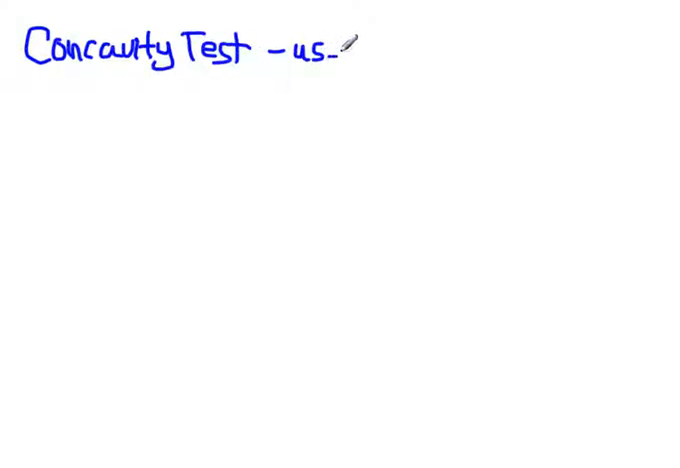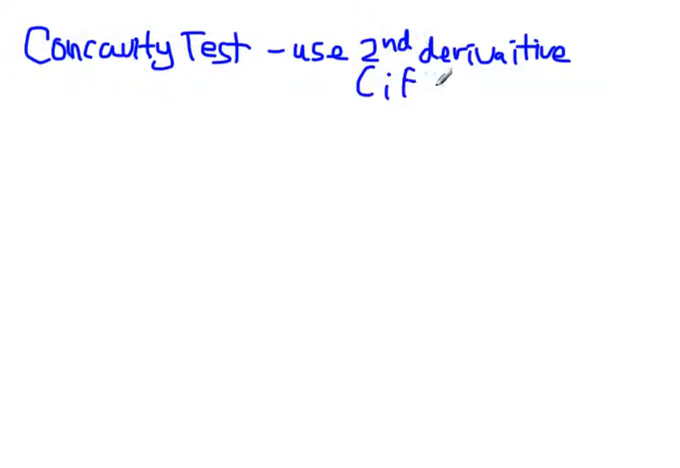Basically, our concavity test is going to be about the second derivative. So for the concavity test, it uses the second derivative, and we have to be careful because we need to make sure it exists. The second derivative may not always exist, and therefore we have to come up with another strategy. Here's the basic gist of the test.